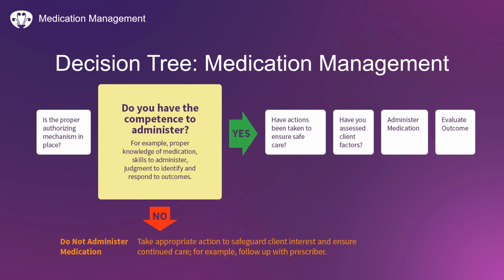In the second square, the question is, do you have the competence to administer? For example, proper knowledge of medication, skills to administer, judgment to identify and respond to outcomes. If the answer is no, do not administer this medication. If the answer is yes, then continue down the decision tree.